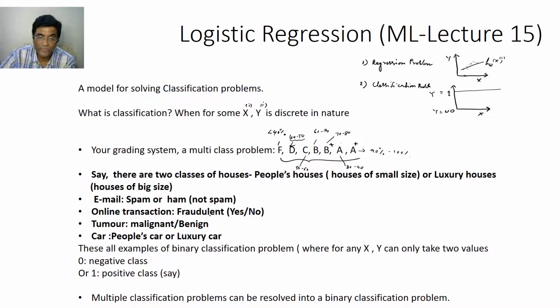An online transaction could be fraudulent or non-fraudulent. A tumor can be, based on size, malignant or benign. So all kinds of problems which are practically very important are classification problems. Now we need to develop a model which can solve our classification task.